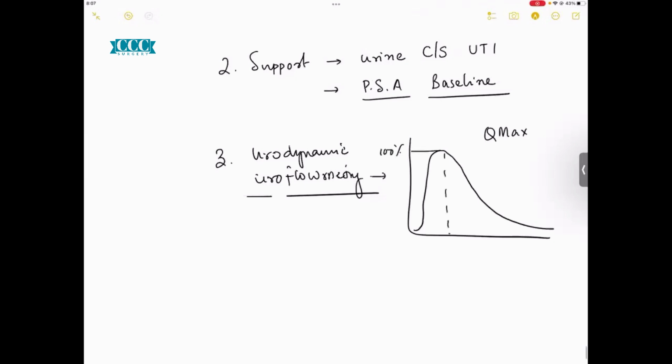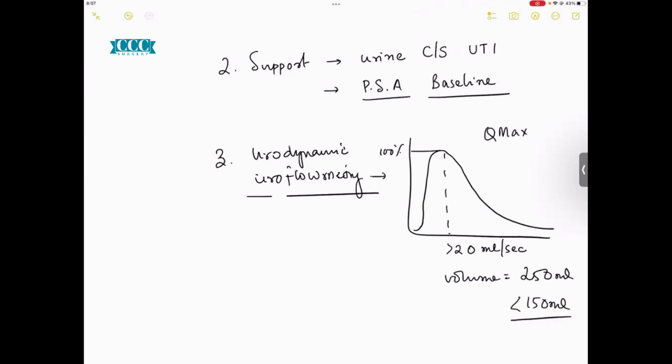What is the flow rate? And the flow rate is usually more than 20 ml per second. Okay. The minimum volume that you require is around 250 ml. If it is less than 150 ml or 100 ml, this result doesn't have any importance.